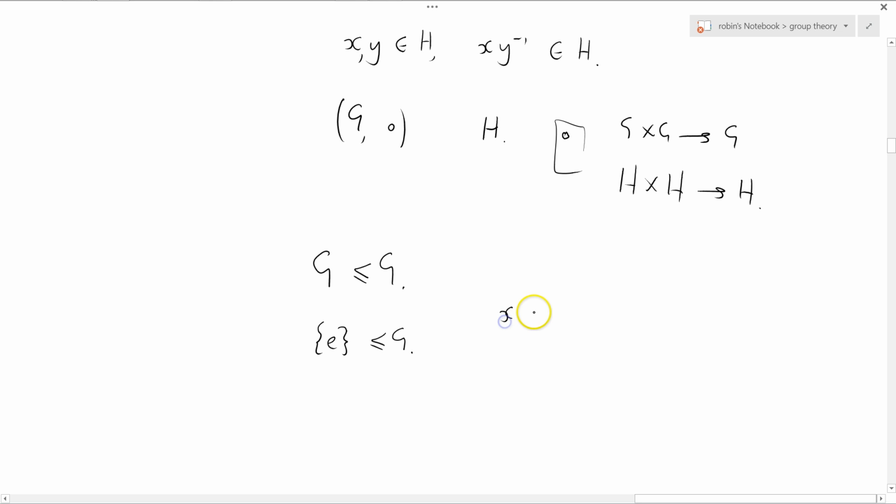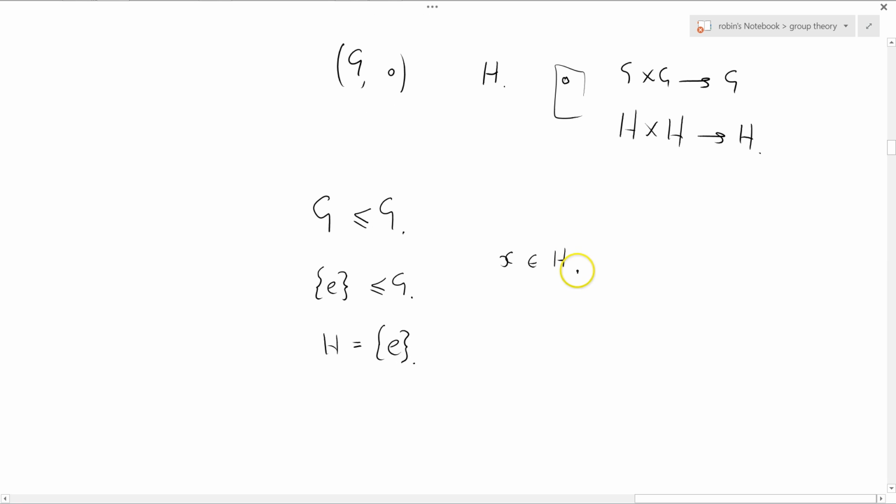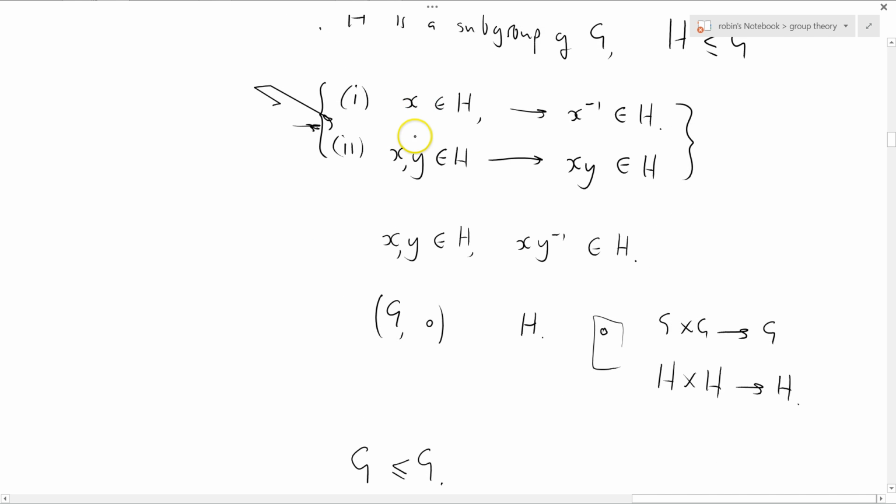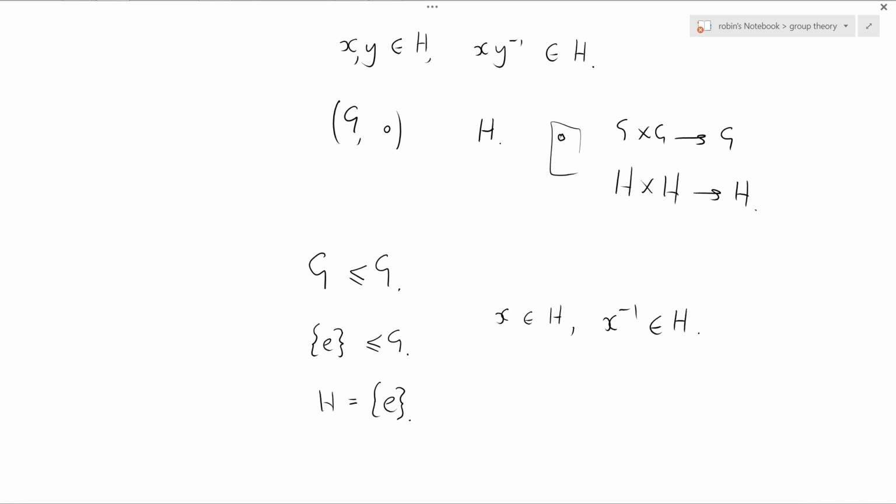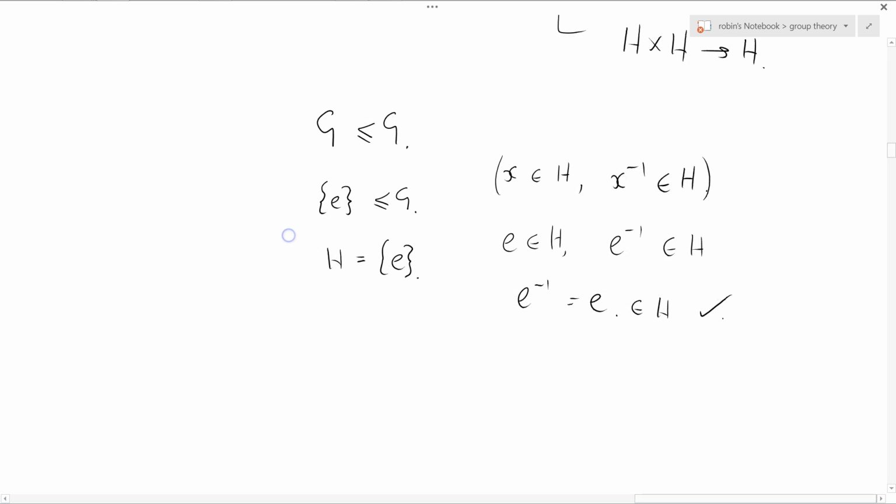So the first one says that if X is a member of H, in this case H is equal to just the set containing the identity element, if X is in H, then X^-1 is in H. That's the first axiom. When I'm thinking about this, I just write out the axiom again, and that helps me understand it. So in this case, the only X we've got is E. So if E is in H, then we are asking whether E^-1 is in H. And we already know that E^-1 equals E, and we know that E is in H. So we've satisfied the first rule.